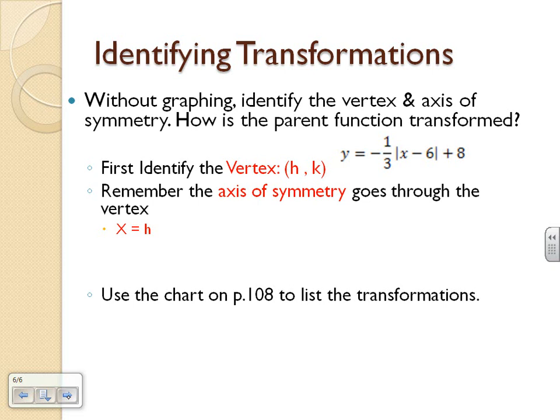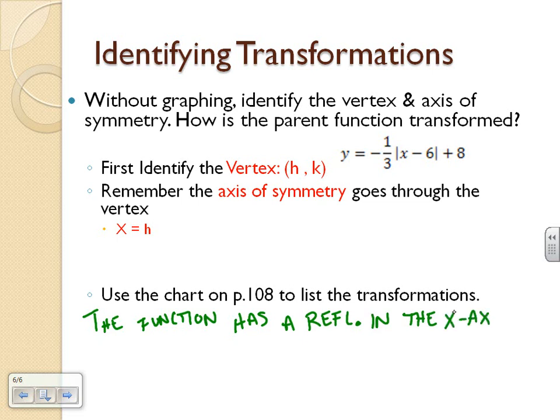Last, we're going to use the chart on page 108 to describe the transformations. If we start with the negative, we're going to say the function has a reflection in the x-axis, and what that negative is going to do is take that V shape and flip it upside down. So it reflects over the x-axis, and instead of going up, it's now going down.